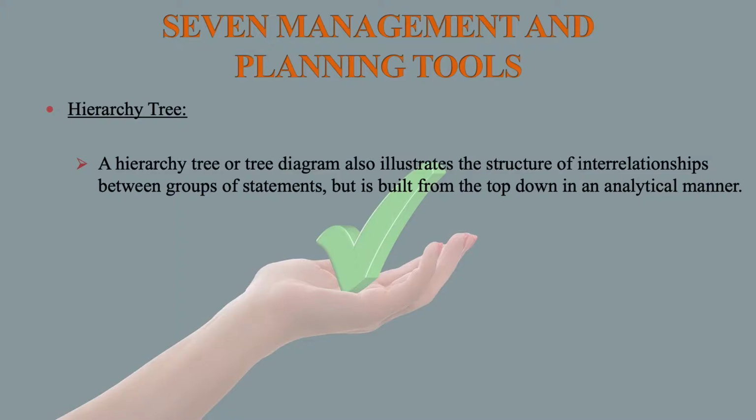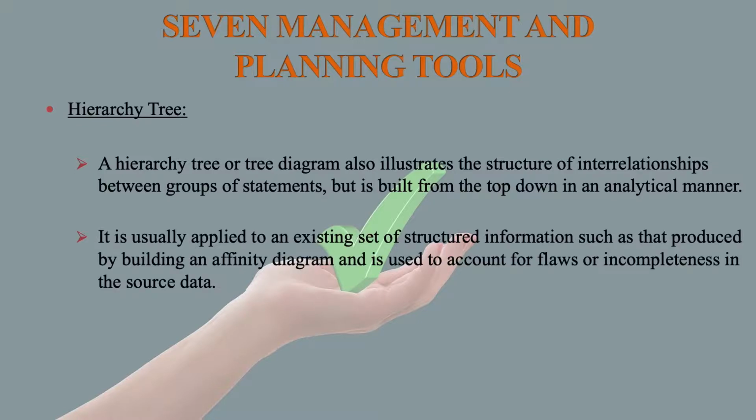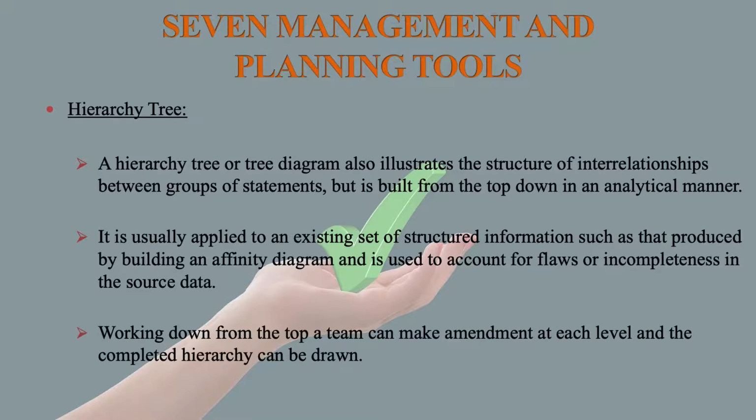The hierarchy tree or tree diagram also illustrates the structure of interrelationship between groups of statements, but is built from the top down in an analytical manner. It is usually applied to an existing set of structured information such as that produced by building an affinity diagram, and is used to account for flaws or incompleteness in the source data. Working down from the top, a tree can make amendments at each level and the completed hierarchy can be drawn.